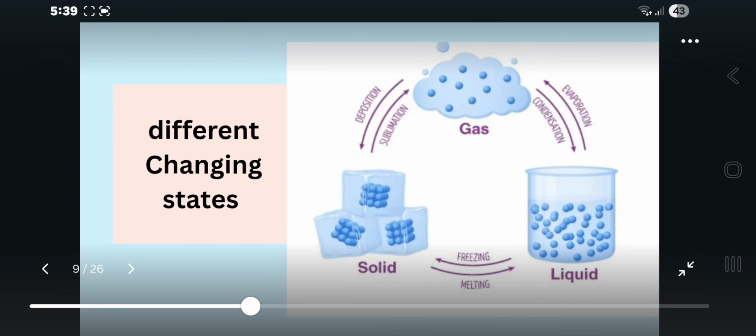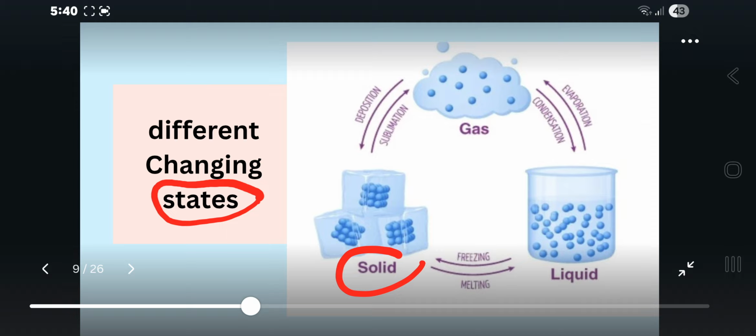Different changing states. Okay, now please pay attention over here. Changing states. The word states means they are asking about states. Different changing states. Over here we will start with solid.